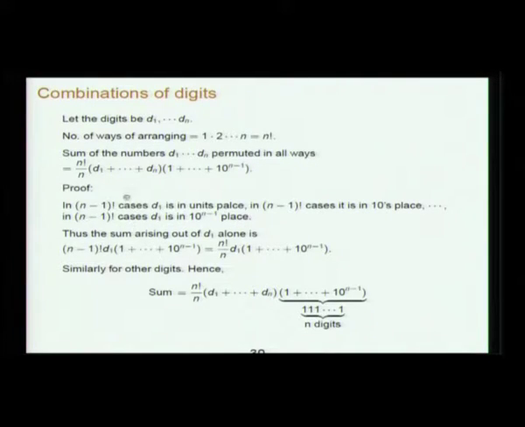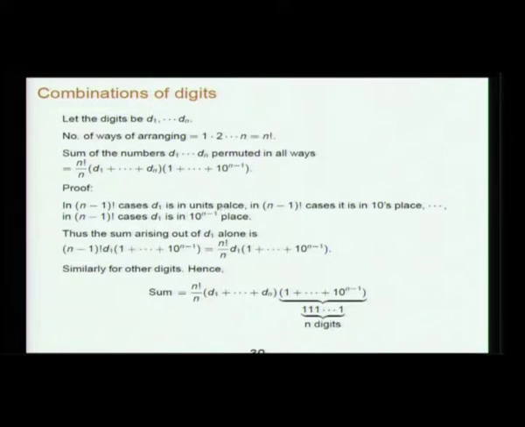So, you can understand it like this. With d1 to dn, suppose you take d1 alone and take the sum arising out of d1 alone. Then d1 is there at some place, and in factorial n minus 1 cases d1 is in the units place.